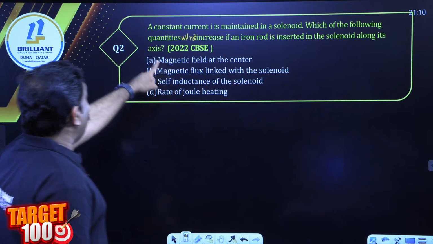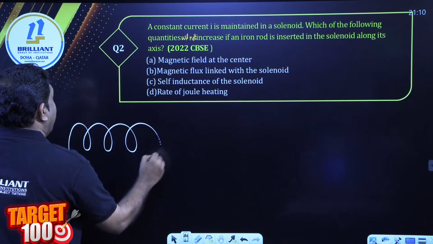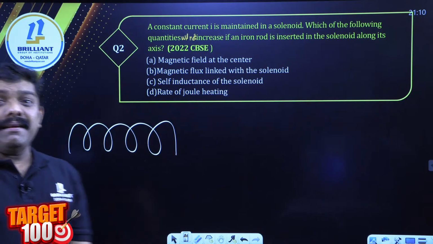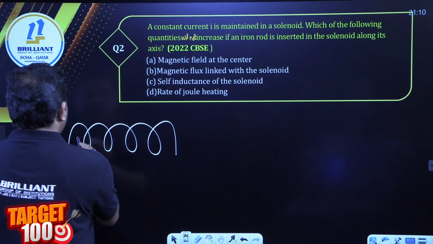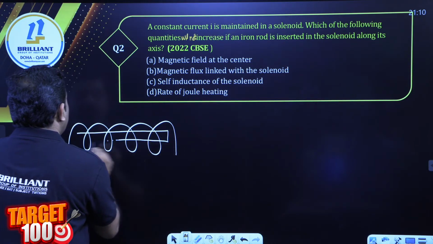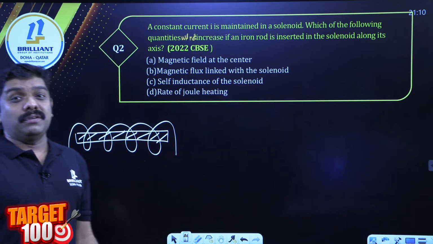That's the question there. We know the point. There is a solenoid, and we are inserting an iron rod into the solenoid. So what changes will there be?